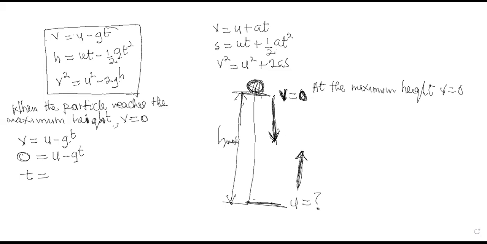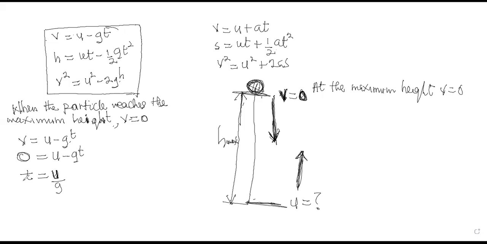Okay, so we move it to the other side, making a new equation of minus GT equals minus U. And we divide both sides by negative G. So T will be equal to U over G.